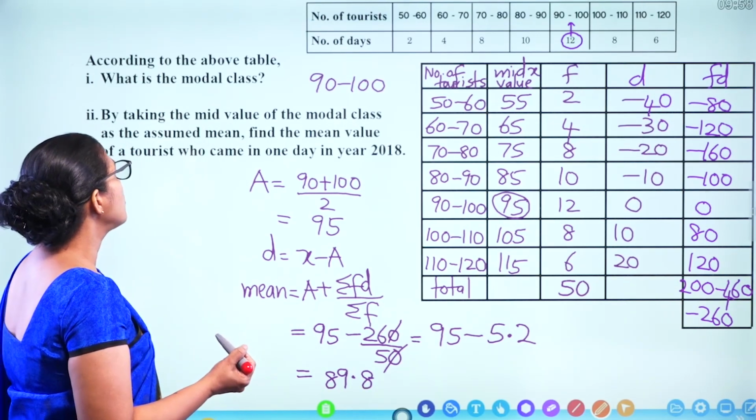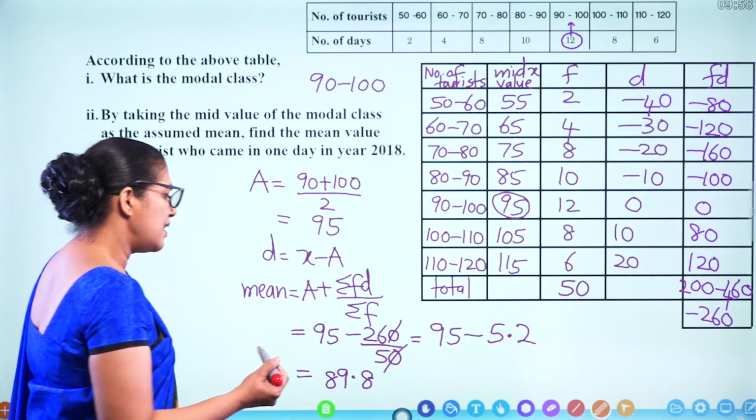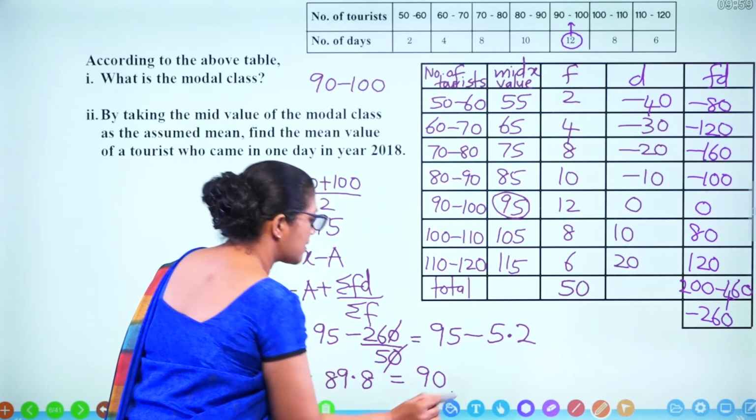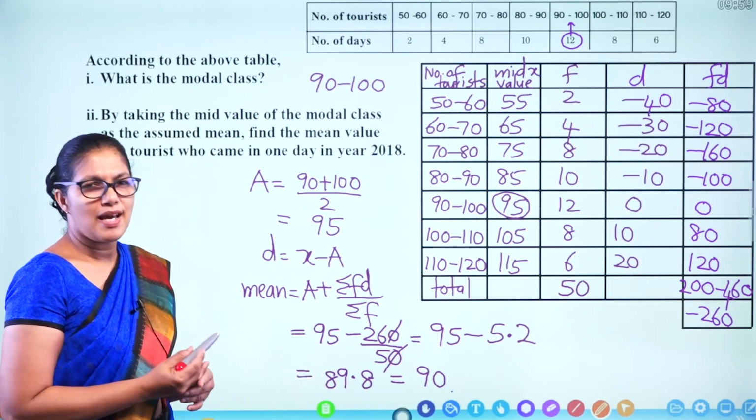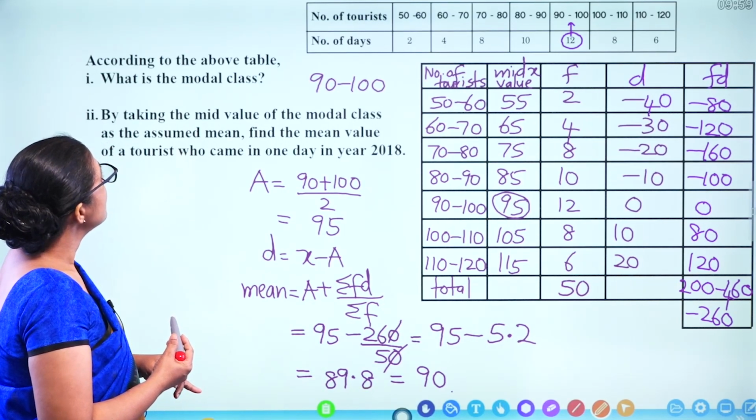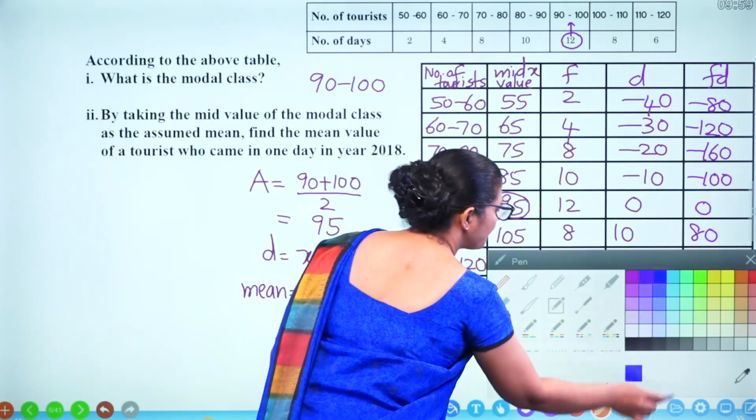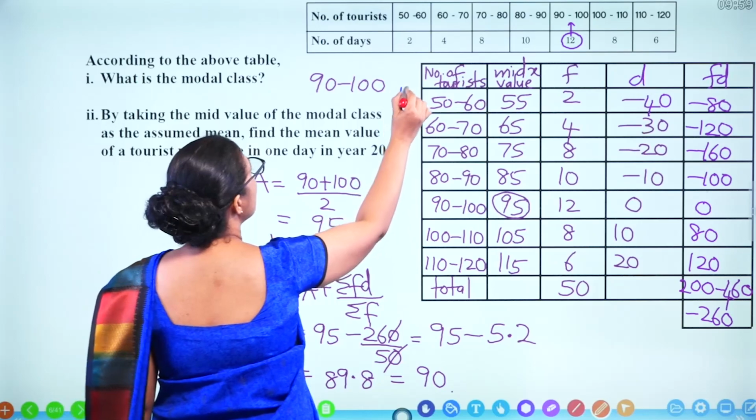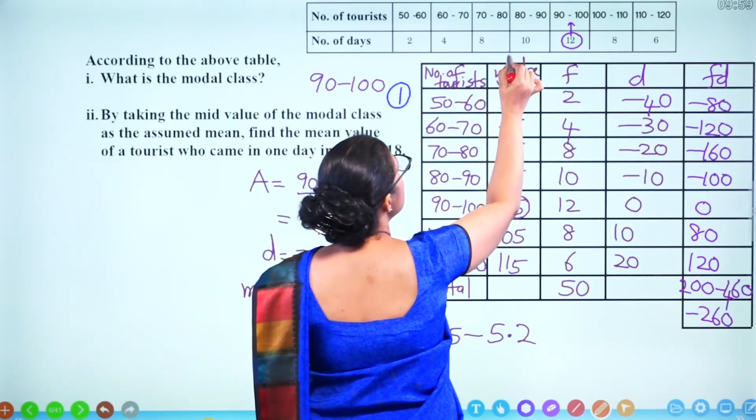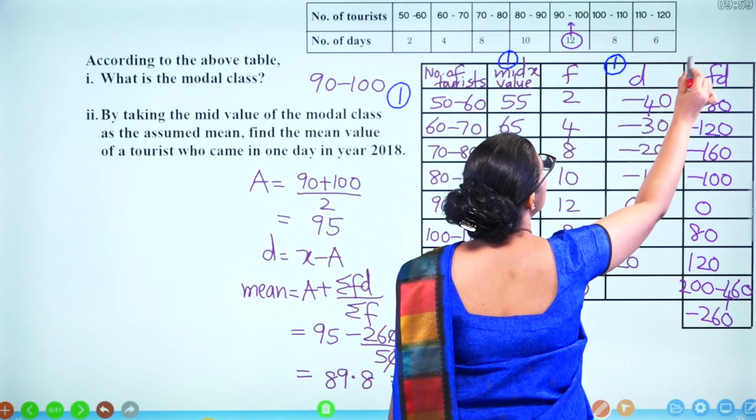So this is about the number of tourists. You can round it and say 90. 90 tourists, or you can keep 89.8. So that's the mean value. So we'll give marks for this step. 1 mark for this. And when you are calculating the mean, normally you get 1 mark for mid value, 1 mark for deviation and 1 mark for FD.